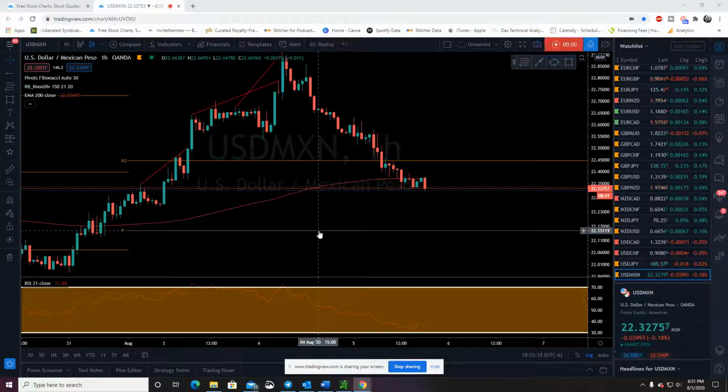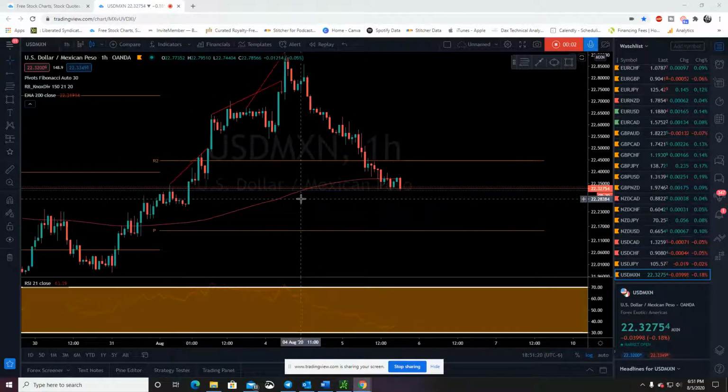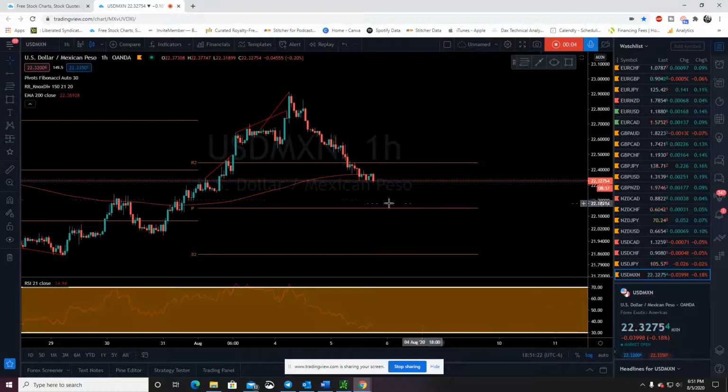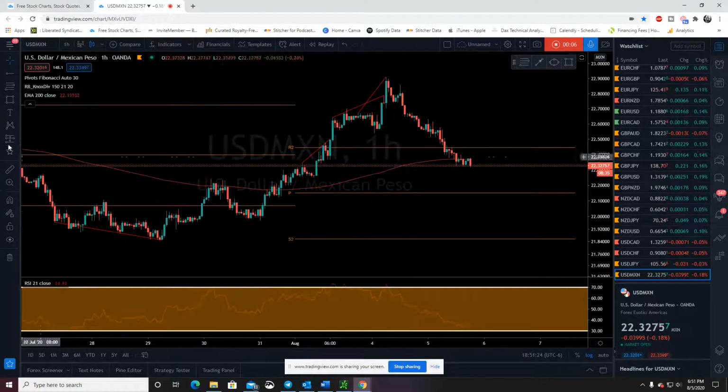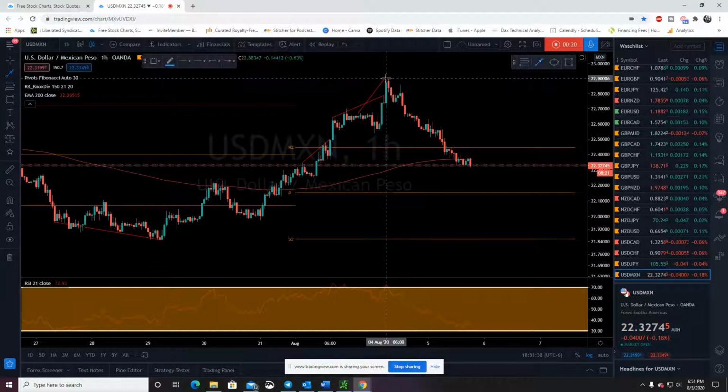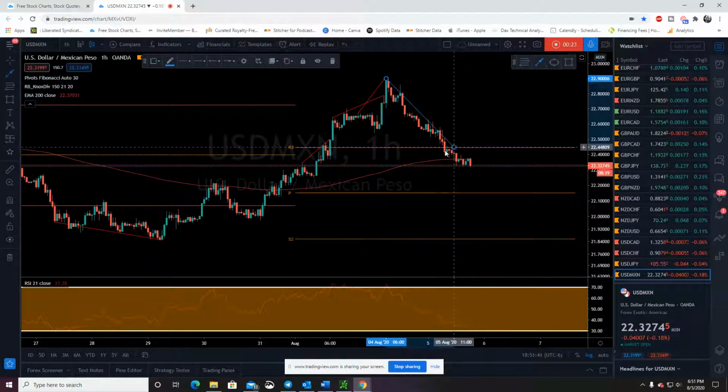Good evening, traders. Let's take a quick look at USD Mexican peso, the wild bucking Bronco. So here on the hourly chart, we crossed over just at the tail end of last week. We crossed over into above the 200 EMA. We shot past R2. We had Knoxville divergence post, which is always a good sign to trade back to R2.